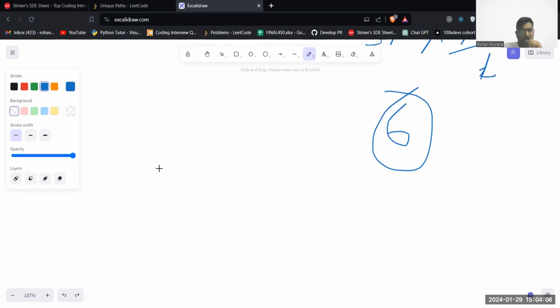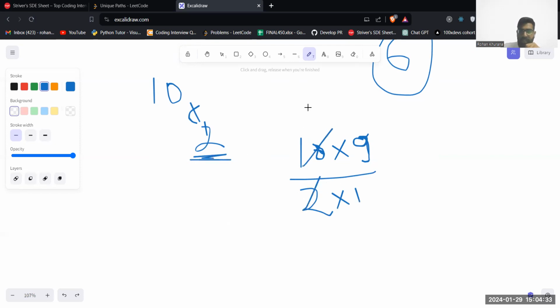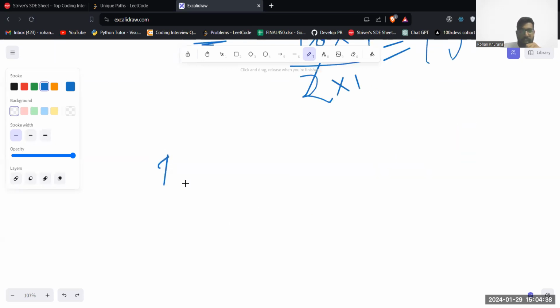So see, if you are given 10C2, how many numbers are written here? 2, right? So open 10 two times: 10 into 9, upon 2 into 1. This will be nothing but 45. If it had been 9C3, how many times do I need to open 9? Open it simply 3 times.